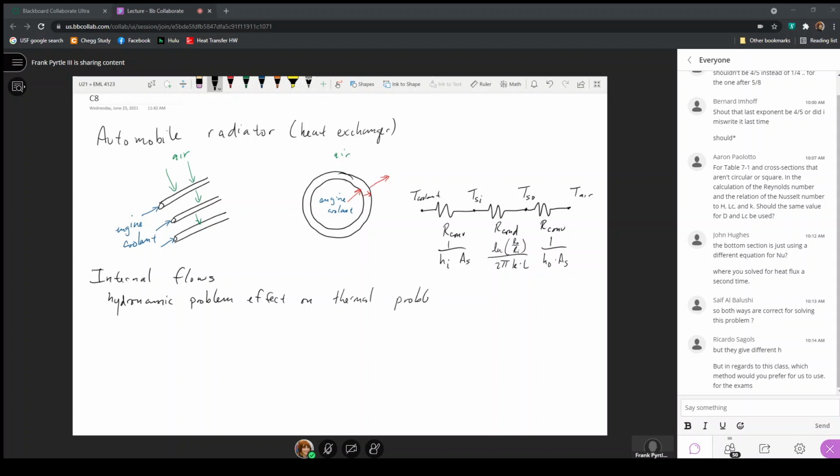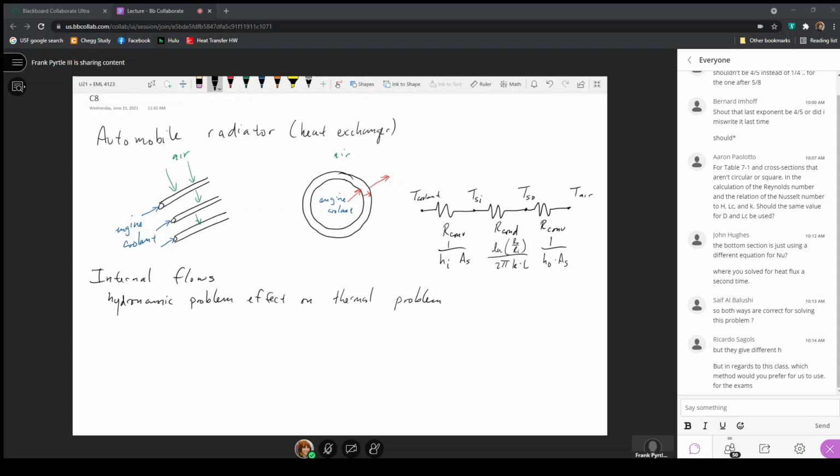We can't ever solve the thermal problem without consideration of the hydrodynamic problem, because the hydrodynamic problem describes how the fluid interacts with the surface on the inside of the pipe. It affects what is happening in the thermal problem, where we actually have heat transfer occurring.